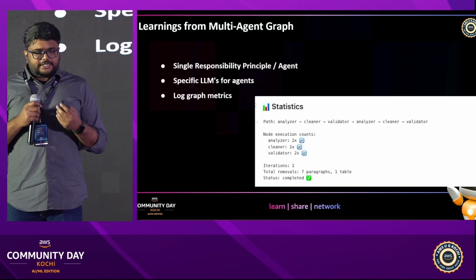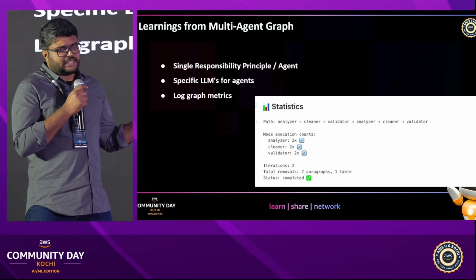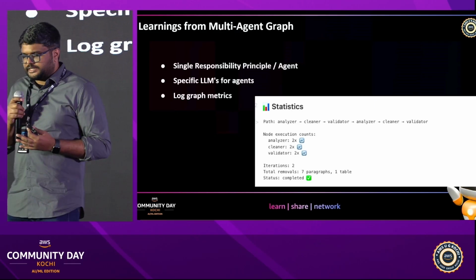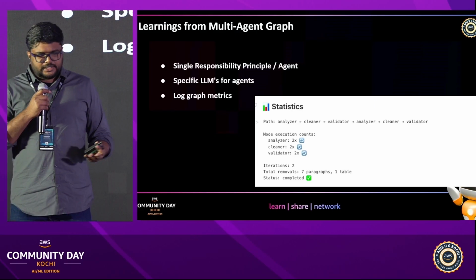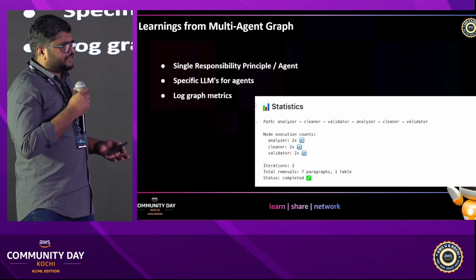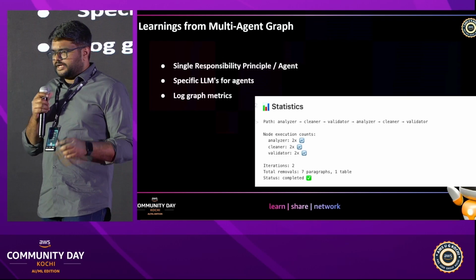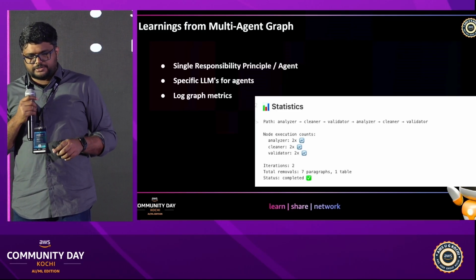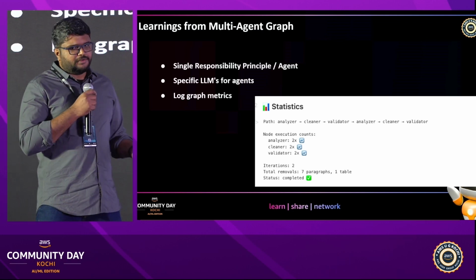And like I said, using specific LLMs for specific agents. For example, in stage 1, we used a relatively expensive model because we wanted to accurately track where the confidential information was. And in stage 3, we were able to do it with very lightweight LLMs because we were only interested in the summary and whether the summary contains confidential information or not. So that part was very helpful in terms of reducing cost.